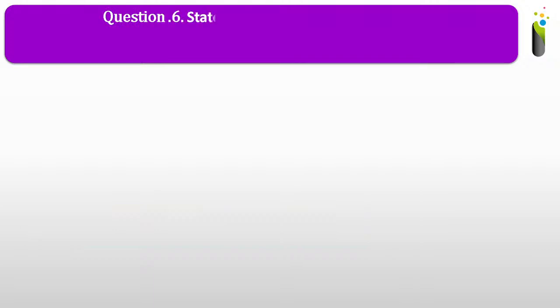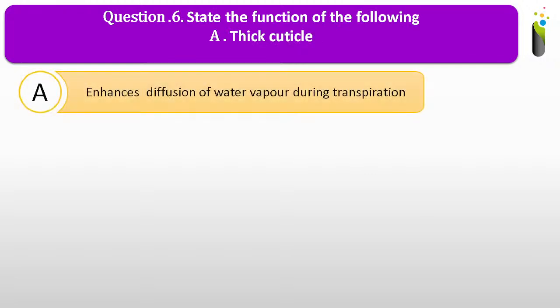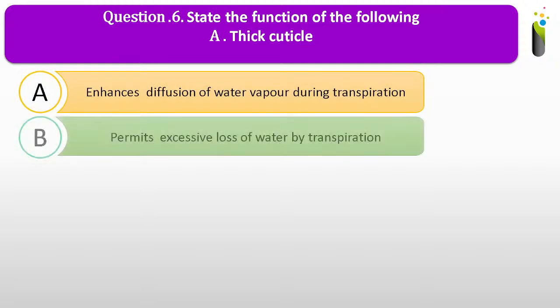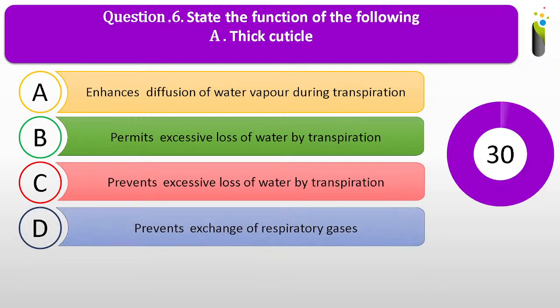Question number 6. State the functions of the following. Sub-question A, thick cuticle. And your options are A, enhances diffusion of water vapor during transpiration. B, permits excessive loss of water by transpiration. C, prevents excessive loss of water by transpiration. D, prevents exchange of respiratory gases. So what is the function done by the thick cuticle?